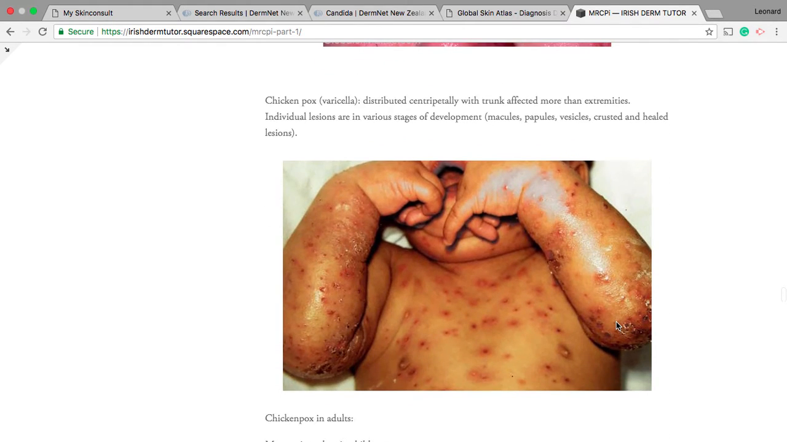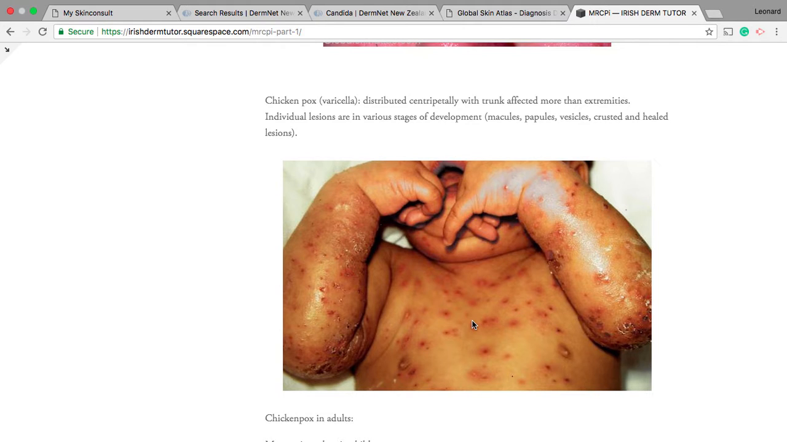So varicella, chickenpox, we're not usually dealing with really in a dermatology office. It's usually picked up by the GP, but the rash is often distributed centripetally. So the trunk tends to be affected more than the extremities, although this image wouldn't be in keeping with that.